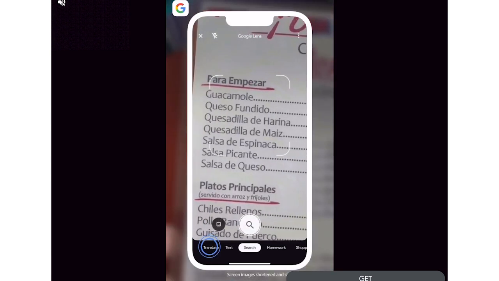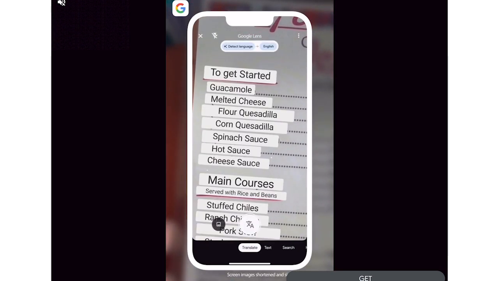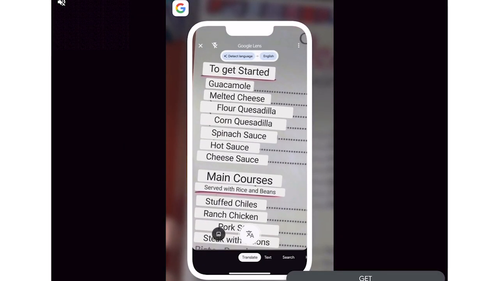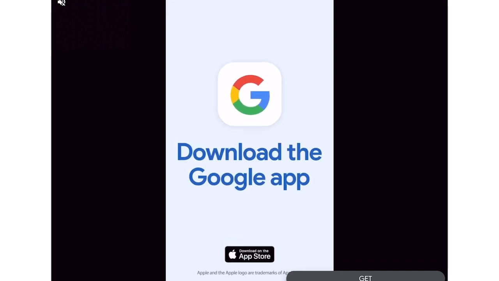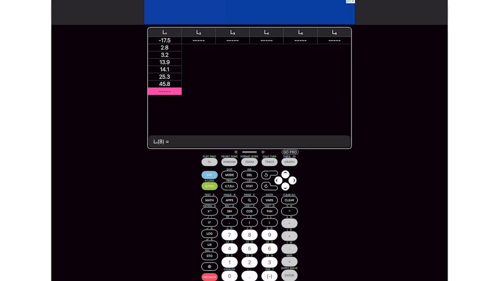There's an ad here that I need to wait through. I apologize for this. That's what happens when we use free stuff sometimes.